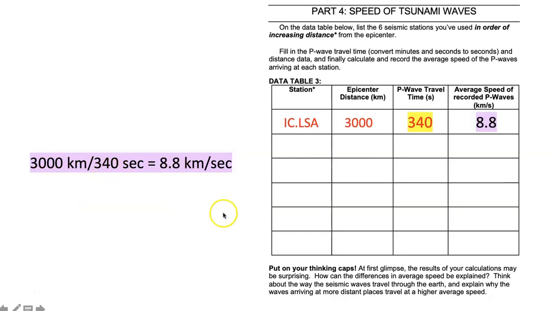And again, if you do this with these stations from closest to farthest from the epicenter, you're going to see a pattern. And that's what this last question asks you about. How can you explain the pattern that you're going to see in the numbers and how they change in this last column?